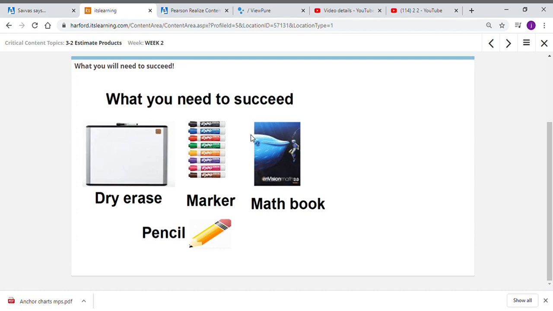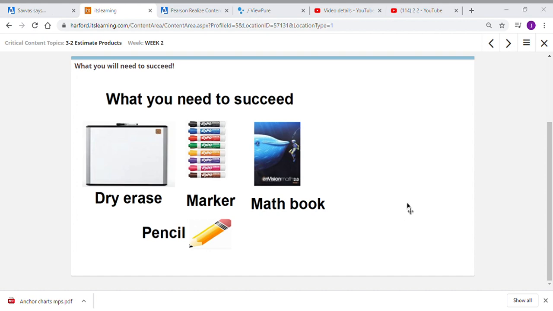So what you need to succeed. At this point, look here at what you need, and I'm going to ask you to pause the video and grab those materials if you do not have them. The first ones you need are a dry erase board, marker, your math book, and a pencil. On the magic word, alakazam, I want you to grab those and pause the video. Are you ready? Alakazam. All right, you should be back by now. Let's look at this mini lesson of what we need to do.